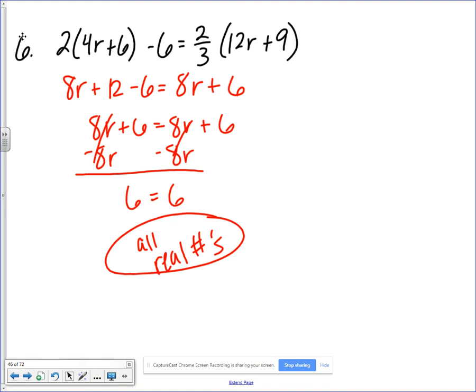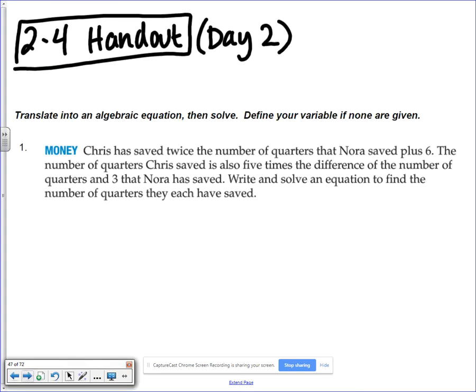Okay, let's move to your handout for day 2. It should be on the back of that handout from day 1. And let's write some equations. Remember, when we're reading this, we are trying to write my unknown for whatever I know the least amount about. So when you're reading this, notice they're telling me a whole lot about Chris. They aren't really telling me a whole lot about Nora. Okay, so I'm going to say that Nora is going to be n.